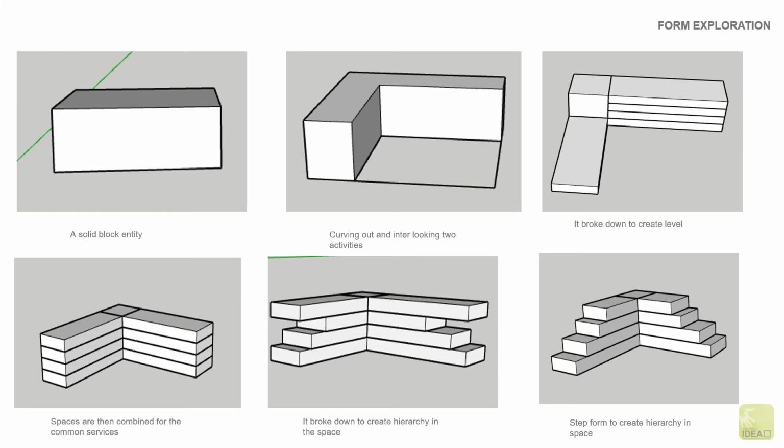Different combinations are done to achieve a minimal build-up. The solid block mass is divided and cut in an L shape into different parts. Different levels are carved out from it. Similar spaces are combined for common services. With the step profile, we get the hierarchy in the built form and an open green space at every level, from which different perspectives can be viewed and users get many choices.